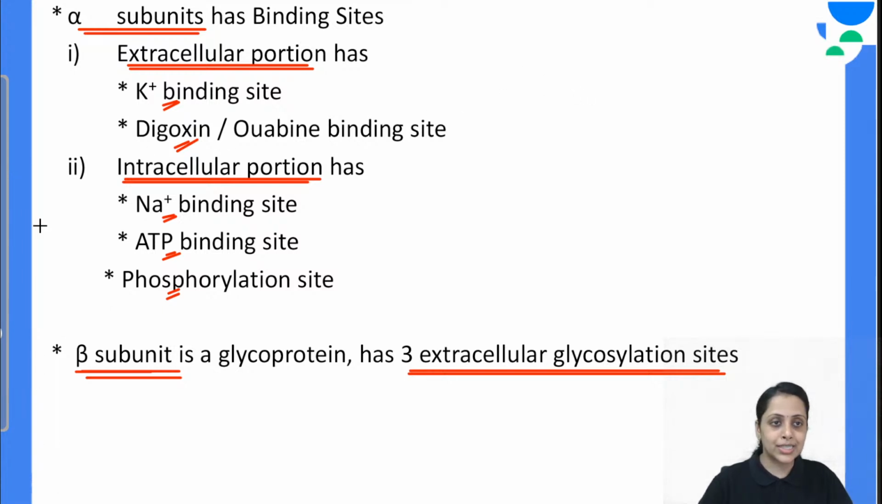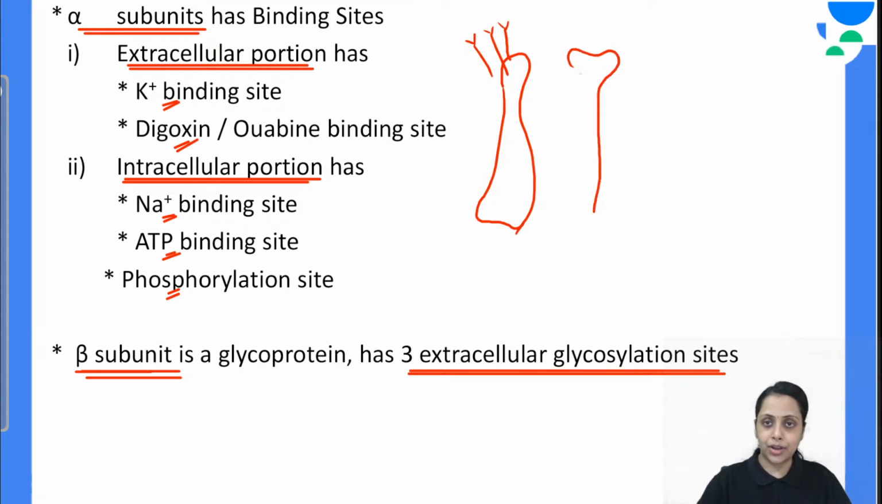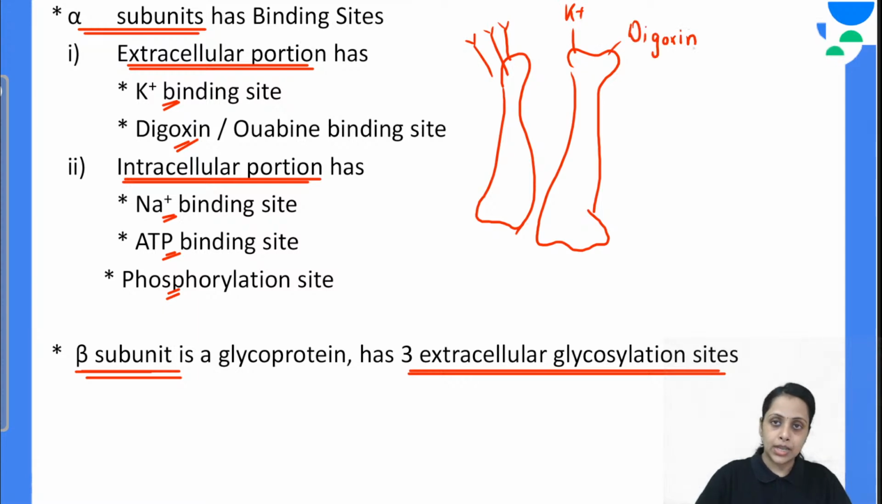So let me draw this diagram for all of you. This is our beta unit. This beta unit at the extracellular position consists of 3 glycosylation sites. Now drawing the alpha unit. The alpha unit at the extracellular position has the potassium binding site and the digoxin binding site. And at the intracellular position, it consists of 3 sodium binding sites, the ATP binding site, and the phosphorylation site.